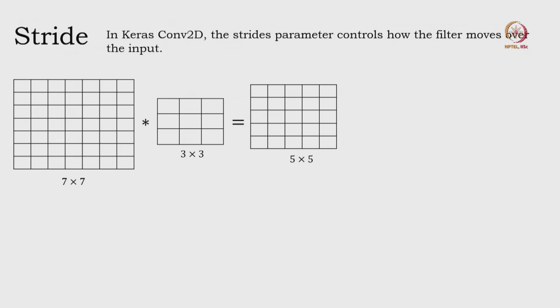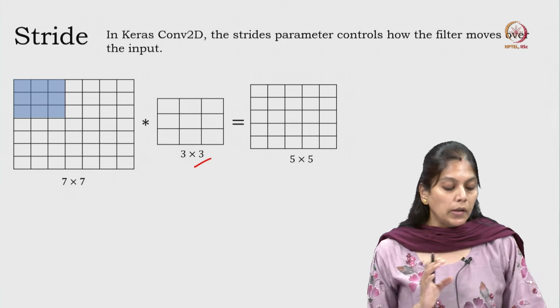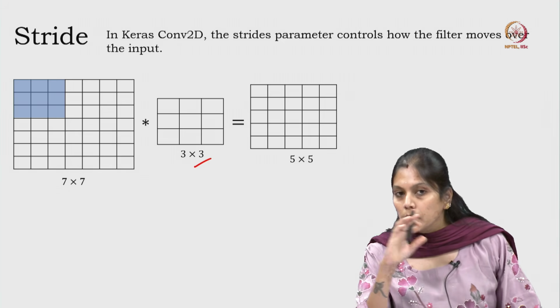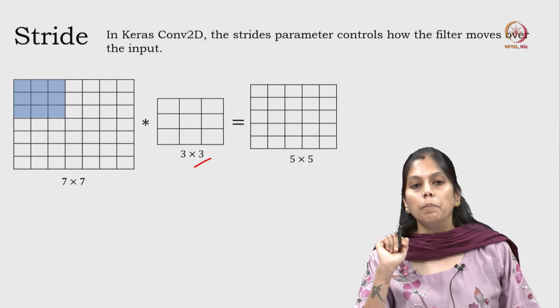Now, the last concept here is stride. What exactly is a stride? Stride is a hyperparameter here, and in Keras Conv2D, the stride controls how the filter has to move over the entire input image. So, here this is the filter or a kernel. When you put this kernel onto the image, since it is 3 cross 3, you are covering a 3 cross 3 part of the input image.